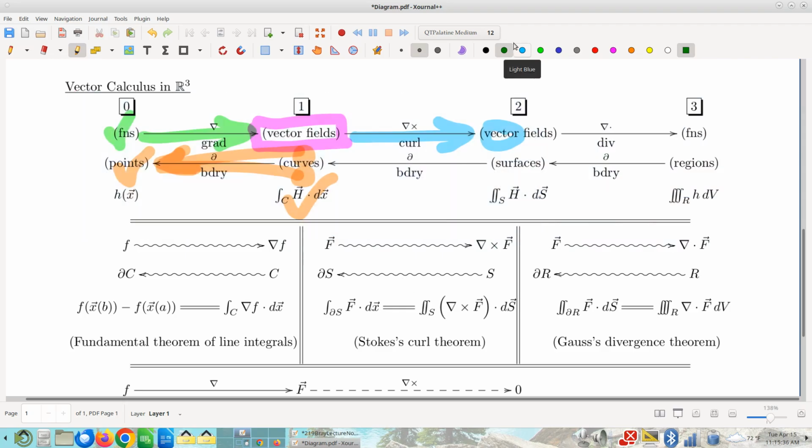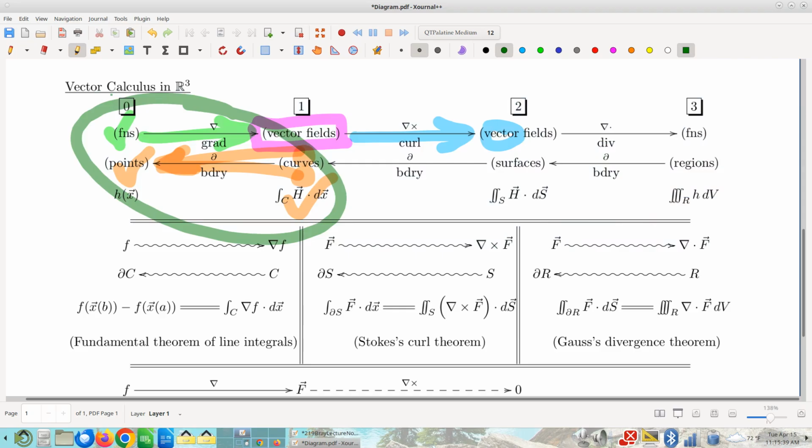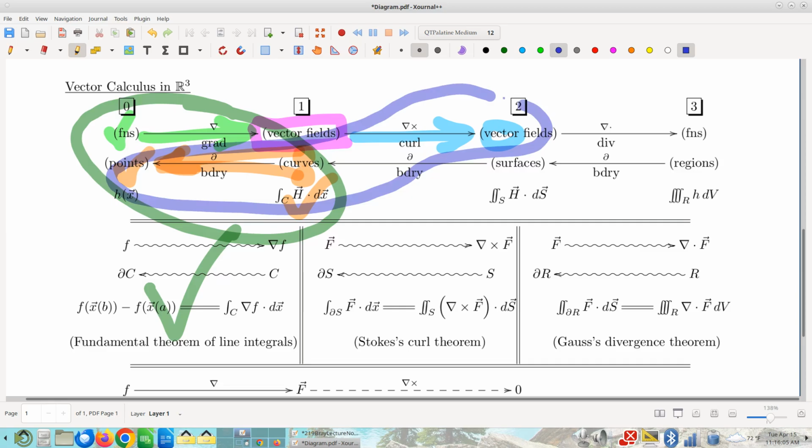How have I shown that gradients are always path independent? You can flip back in the notes and rewind the recordings. How did we show that gradients were always path independent? Well, we used the fundamental theorem of line integrals. That was the tool. How did I show that when curl is 0, the vector field is path independent? Well, we did that with Stokes' curl theorem about 10 minutes ago. Okay, so those were our two tools.